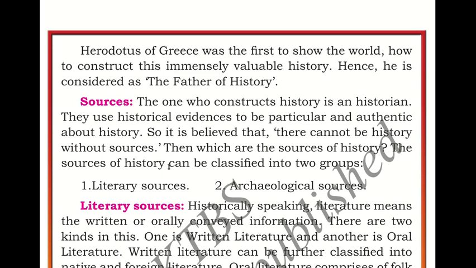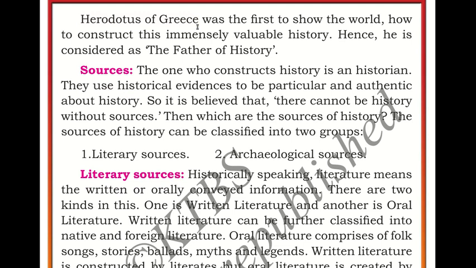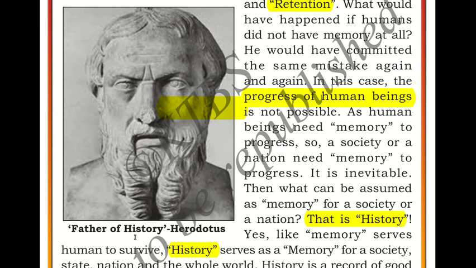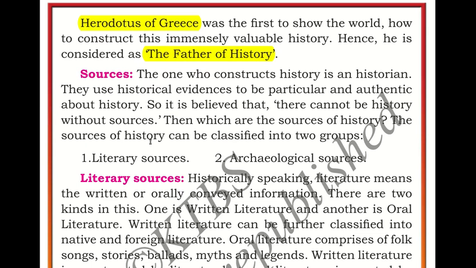So here we learn about who started documenting history. Herodotus of Greece was the first to show the world how to construct this immensely valuable history. Hence, he is considered the father of history. So we know that here we can see a picture of the father of history. Now, let us try to know what all should be included for something to be documented as valuable history. We learned that there are differences between historical sources and just plain stories. Now let us learn what needs to be included in a well-documented history.